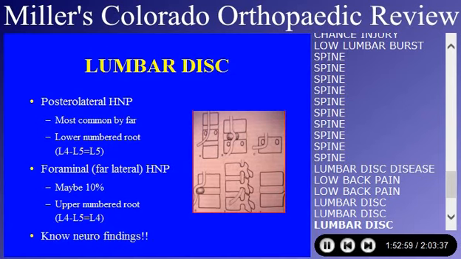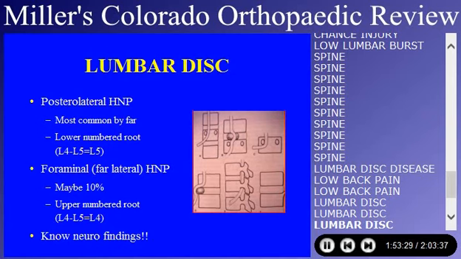With lumbar discs, as opposed to cervical discs, there are two different types. The classic disc herniation is a posterolateral disc herniation, and at the L4, L5 level, a posterolateral disc herniation will get the lower numbered root. 90 to 95 to 98% of disc herniations at the L4, L5 level will get the L5 or lower numbered root. But in the lumbar spine, you can get a foraminal or far lateral disc herniation.